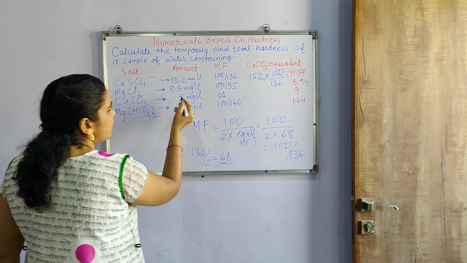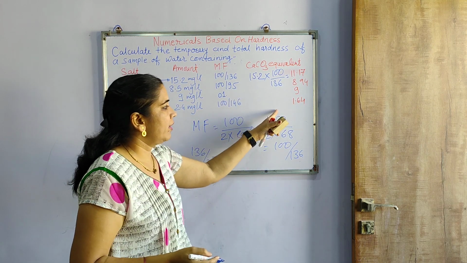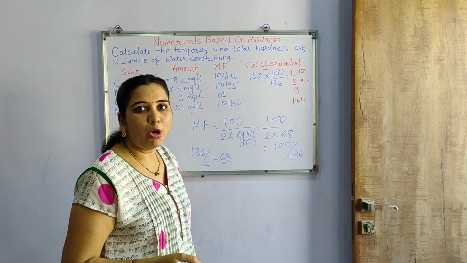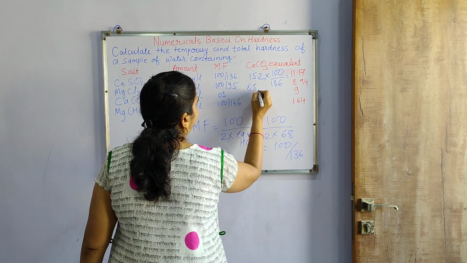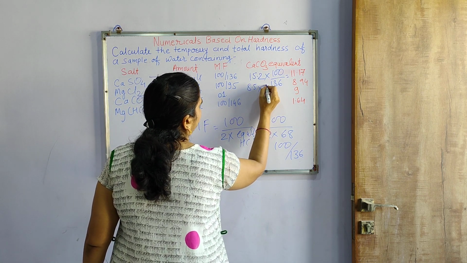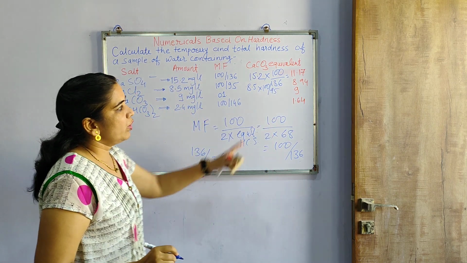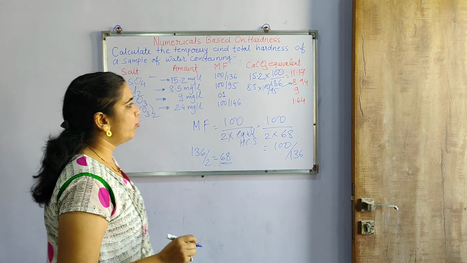Now in the same way, MgCl2 has its molecular weight 95, so again 100 upon 2 into 47.5. So it will be again 100 upon 95. In this way, we can calculate here 8.5 into 100 upon 95. So it will be 8.94.